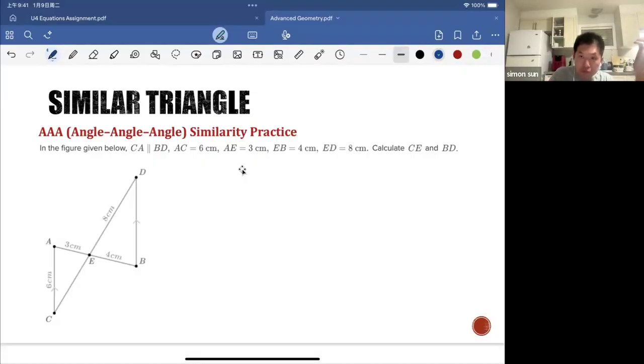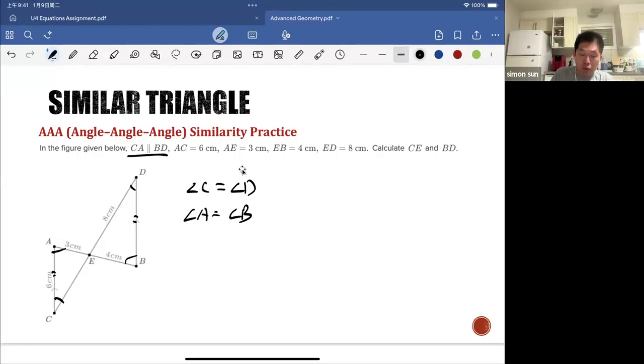Okay, for this one, first we need to find which two triangles are similar, right? The given information is that CE is parallel to BD here. So we have angle C is equal to angle D, and this angle A is equal to angle B here.